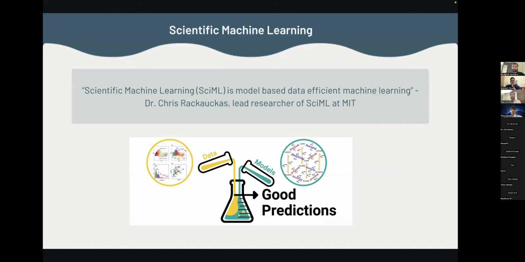So this is a more traditional definition of machine learning, which was written by Dr. Chris Rackauckas. He was the advisor of Dr. Raj at MIT. So Chris says that SciML is a model-based data efficient machine learning. At the bottom, you can see we have a figure which combines data and models, and then both of these components are mixed together to get good predictions at the end of it.